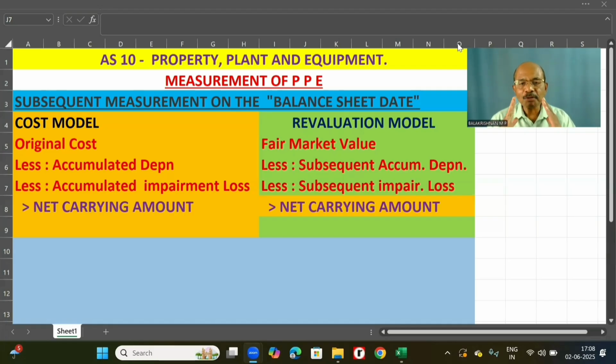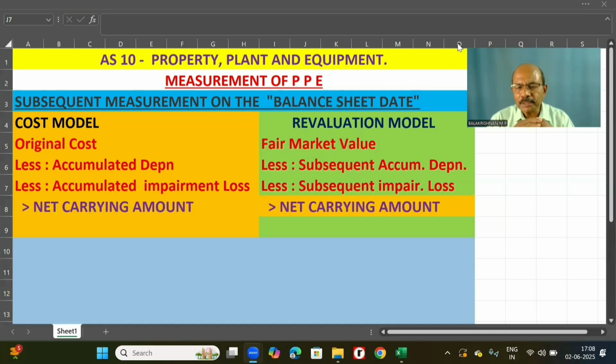Now, the definition of the cost model is that PPE is carried at its cost less accumulated depreciation and impairment loss, if any. Key features of this model are that it is simple to reflect, with no change in asset value unless impaired. Depreciation continues on historical cost and no revaluation reserve arises.